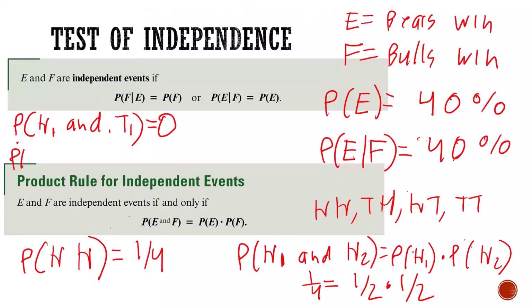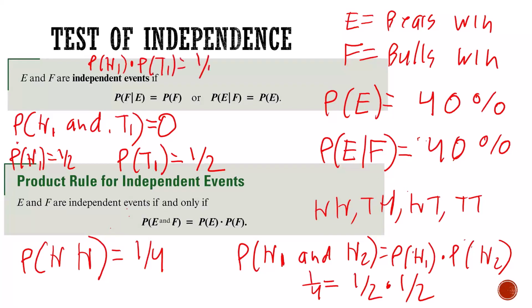But the probability of your first coin being heads is 1 out of 2, right? And the probability of your first coin being tails is 1 out of 2, right? So the product of a heads and a tails is 1 out of 4. Do we agree with that?